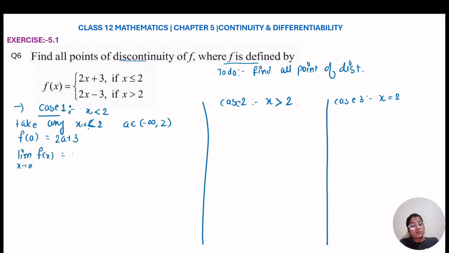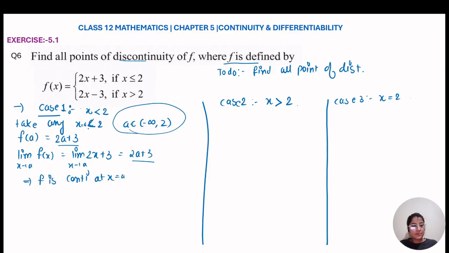But for this, our function value is defined as limit x tends to a of 2x plus 3, that is 2a plus 3. As you can see, the function value and limit value are the same. So by this we can say that f is continuous at x equals a.